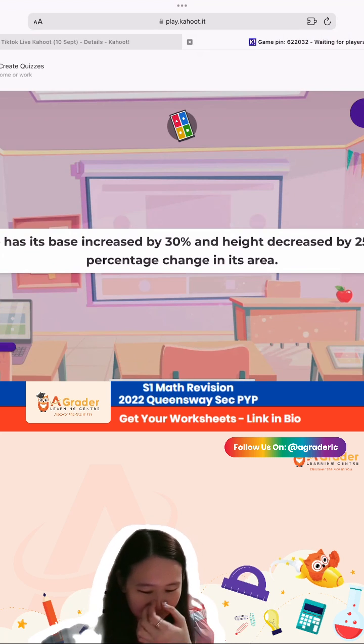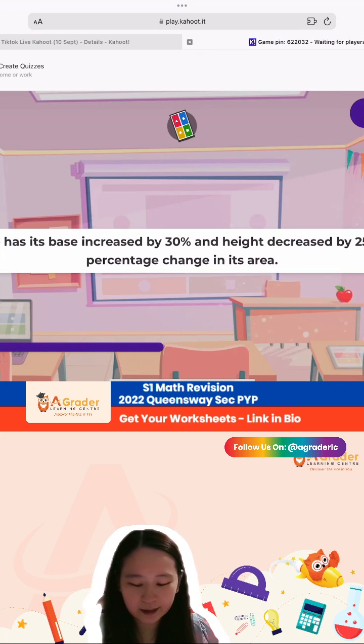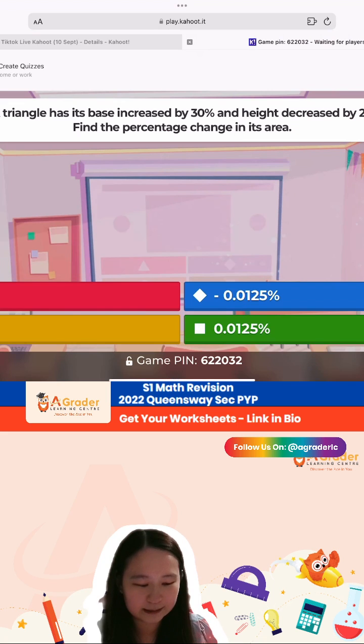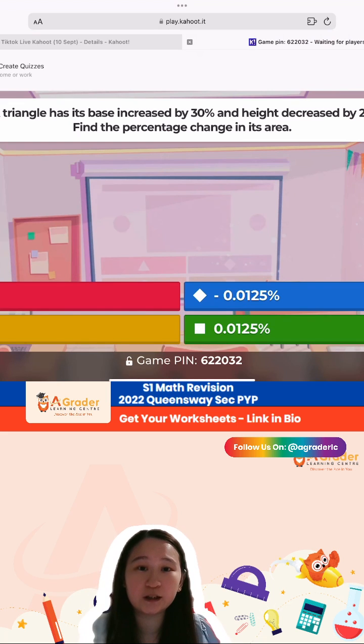Double points. A triangle has its base increased by 30% and height decreased by 25%. Find the percentage change in its area.